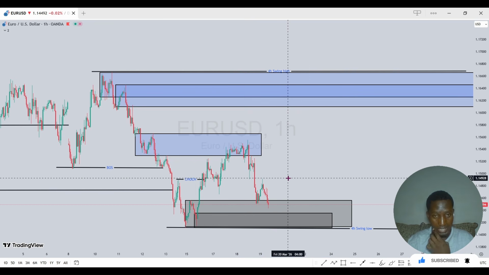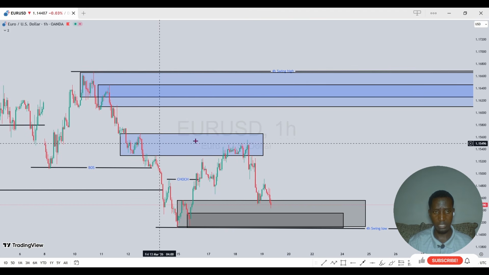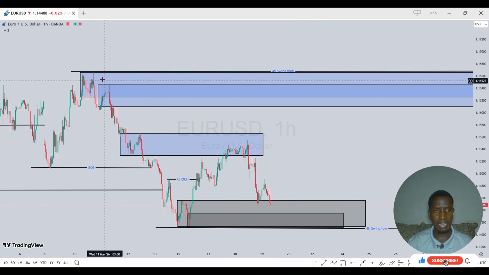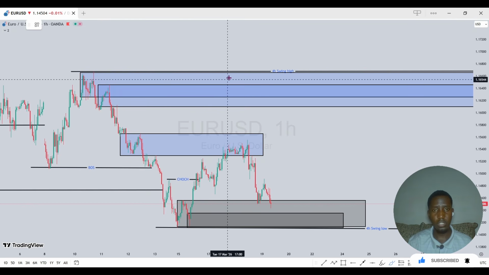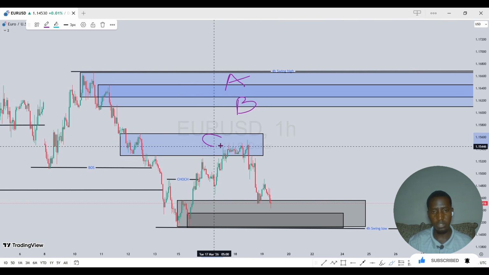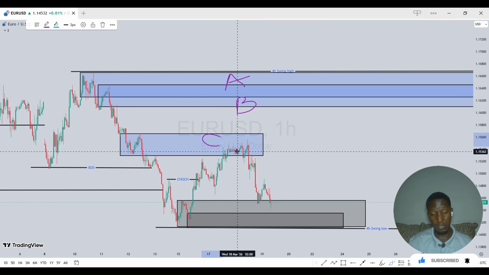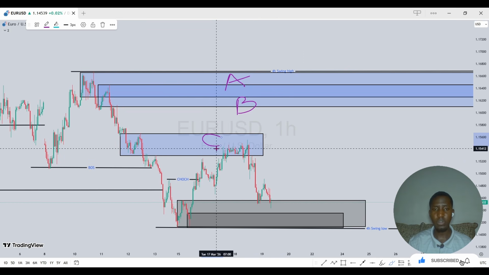So as you can see here, what the market did here, my dear friends, the market reacted from this first zone. Here we have our first zone, second zone, and here we have the third zone. So this will be zone A, and here we have zone B, and here we have zone C.